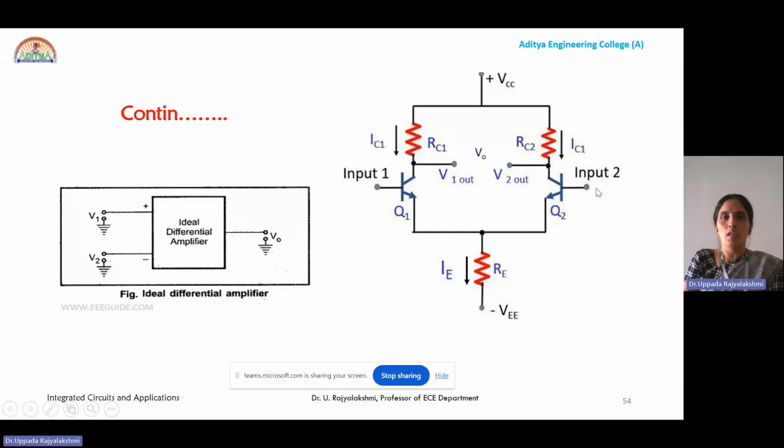Here input 1 and input 2 are applied to the two transistors Q1 and Q2, and the emitter terminals of Q1 and Q2 are coupled via resistor RE towards minus VEE. And V0 is Vc1 minus Vc2, or proportional to V1 minus V2, where V1 and V2 are the inputs and Vc1 minus Vc2 is the differential output.